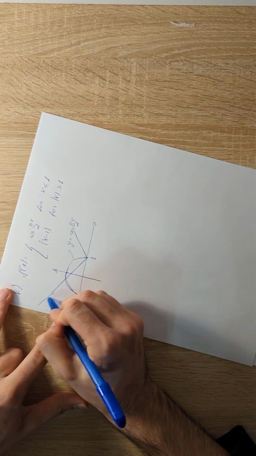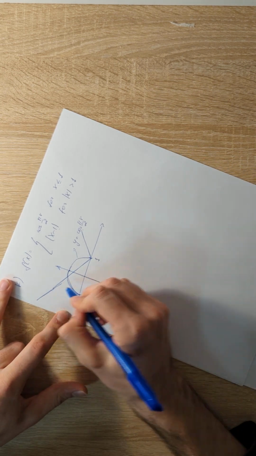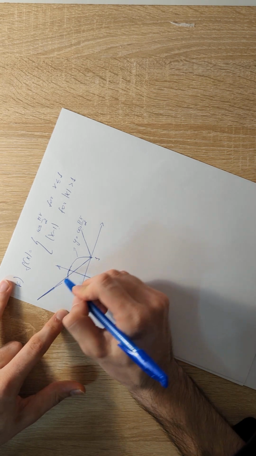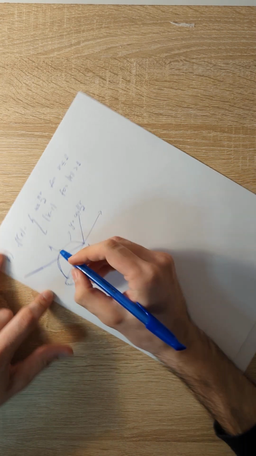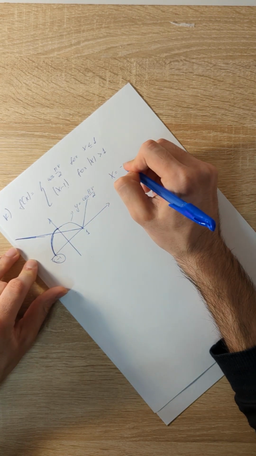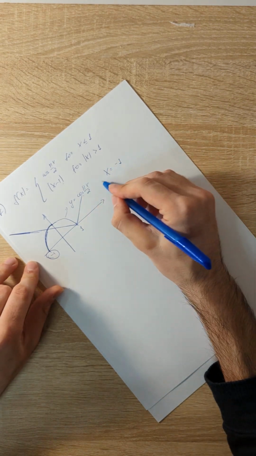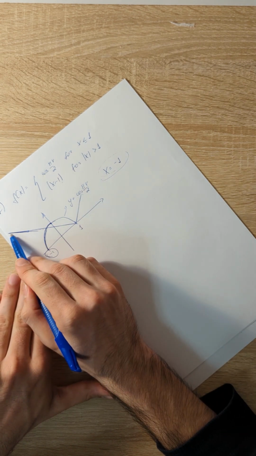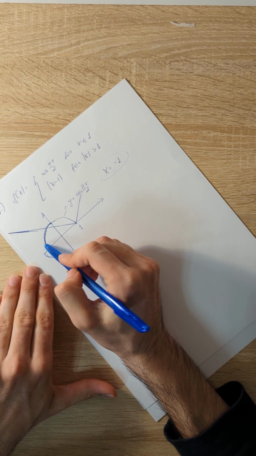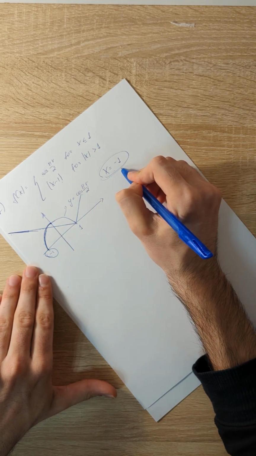So as you can see, our function is interrupted at point minus 1. We came here, and then our function is interrupted, and we get this cosine function. So x equals minus 1 is our discontinuity point. So our graph shifts from there. That's why x equals minus 1 is our discontinuity point.